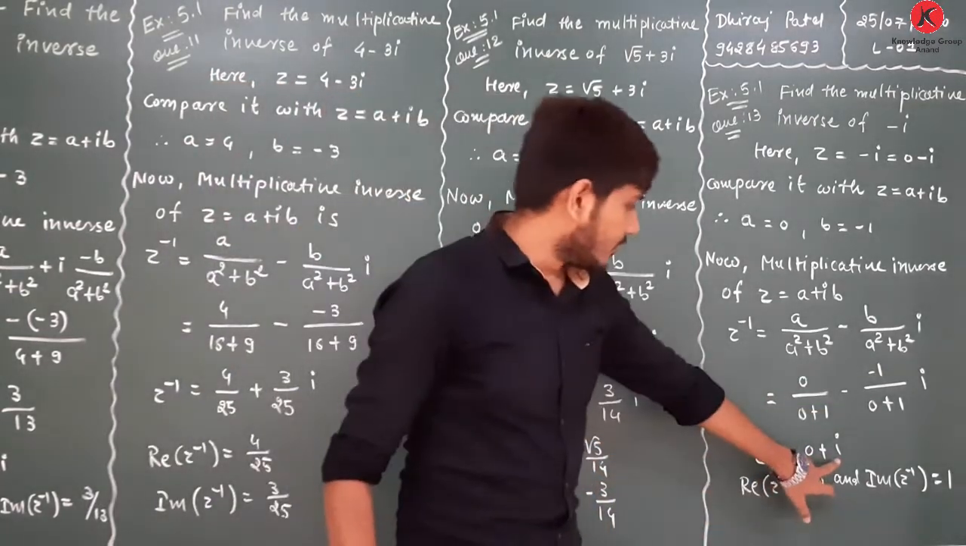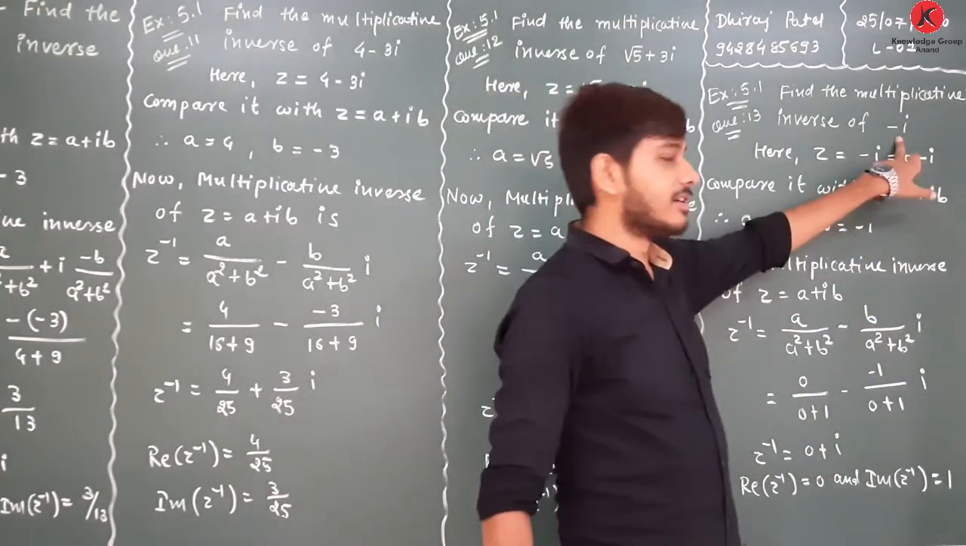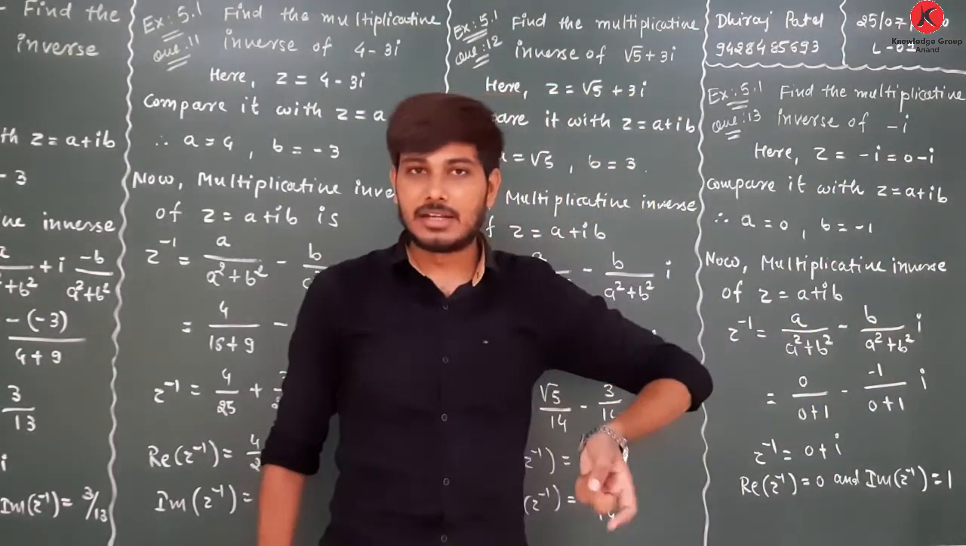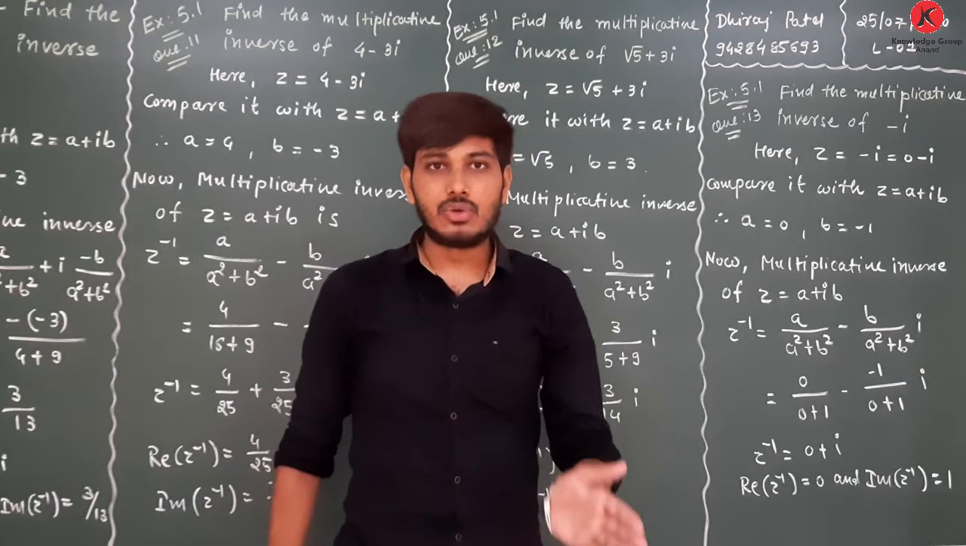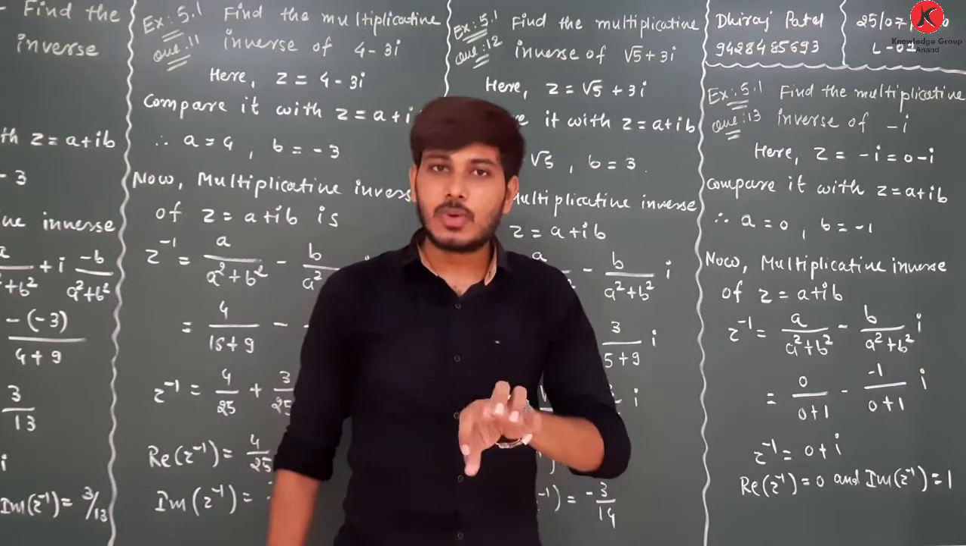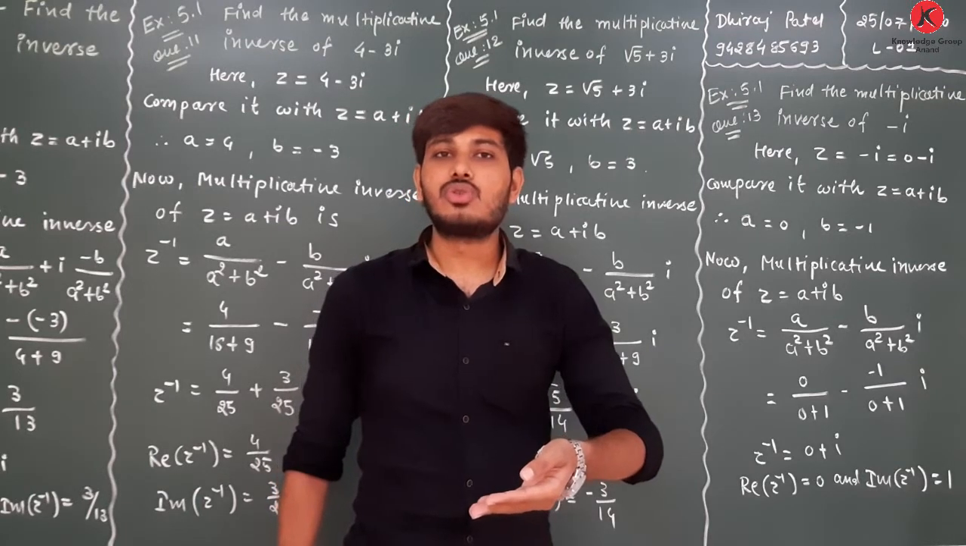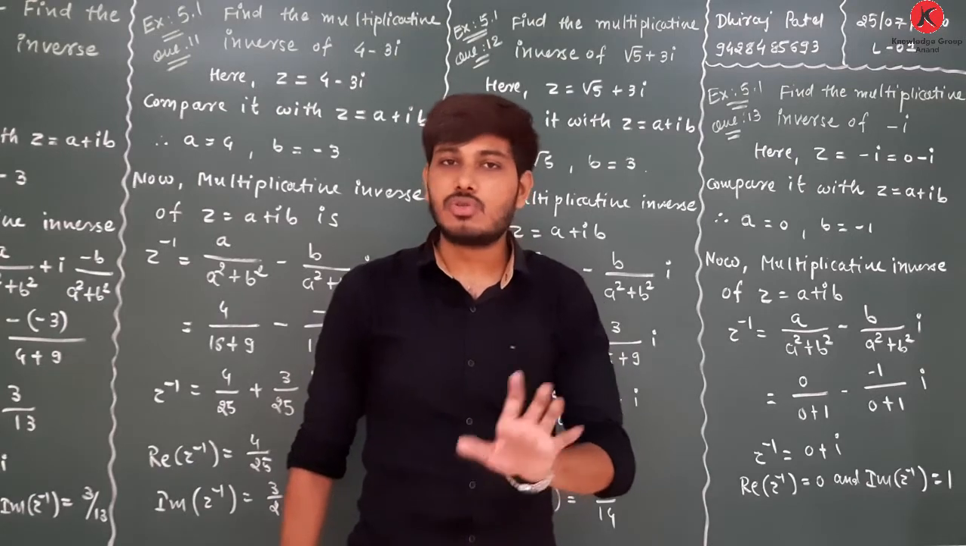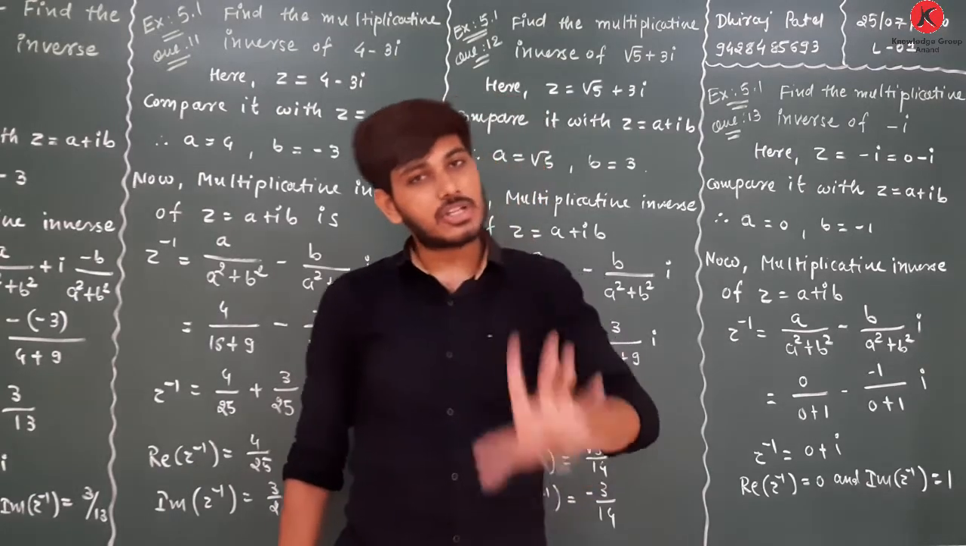See here, i into minus i. Let's take minus outside. Minus i into i is minus i square. Now i square is equals to minus 1. So minus into minus 1, we are getting plus 1 here.